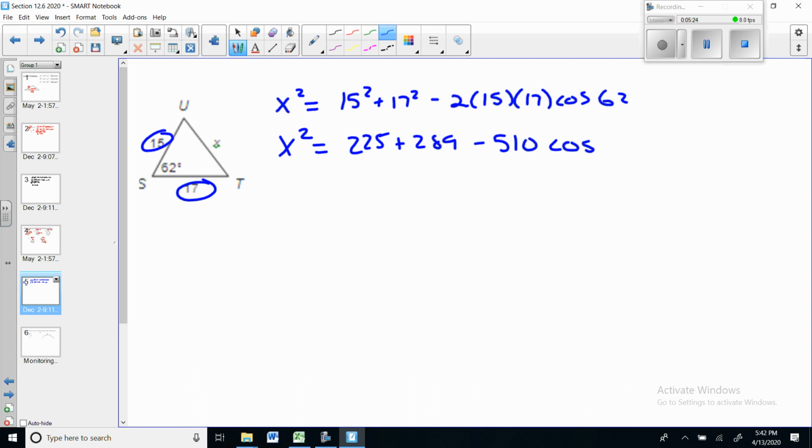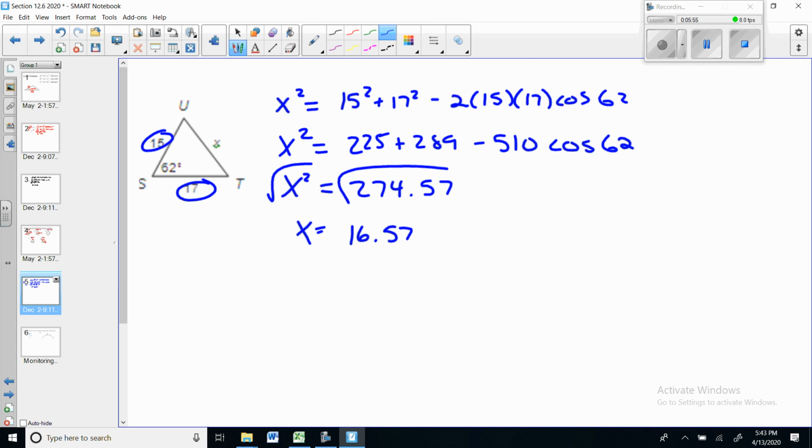So I'm going to type that into the calculator to find out what my value for x squared is. And again, the calculator, because it does sort through order of operations, will do the work for you. 225 plus 289 minus 510 times the cosine of 62 comes out to be 274.57. And again, because we're using the calculator, you're going to take the square root of the previous answer. So we take the square root of the 274.57. That comes out to be 16.57.